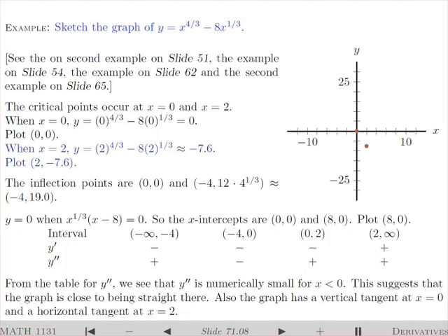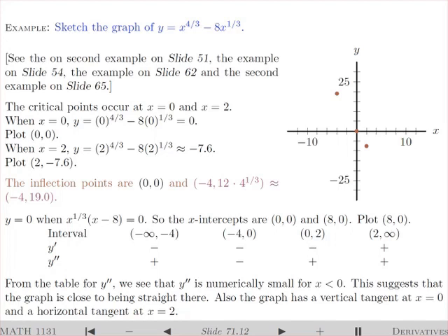We already found the points of inflection. One is (0, 0), which I've already plotted. So there is one more, (-4, 12 times cube root of 4). That's -4, and the y-coordinate is roughly 19. So we'll plot (-4, 19).